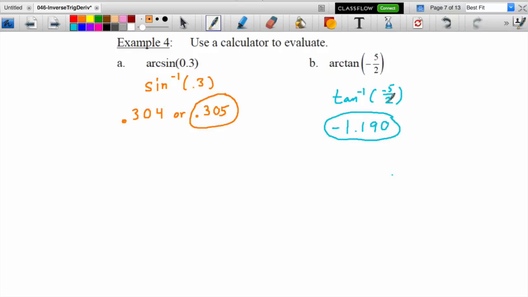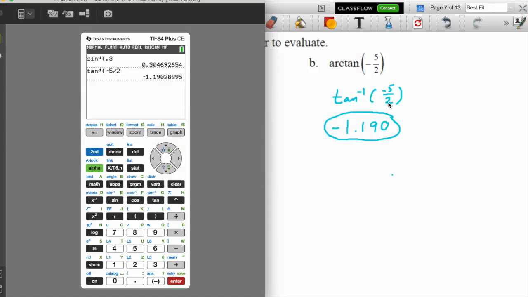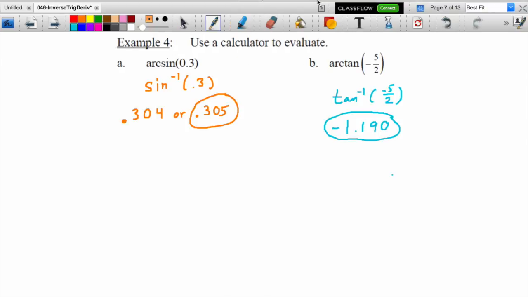That's it. And like I said, you can convert negative 5 over 2 to a decimal, but it doesn't matter. You can just type it in like that. Make sure you hit the negative key instead of the minus sign. All right, next.